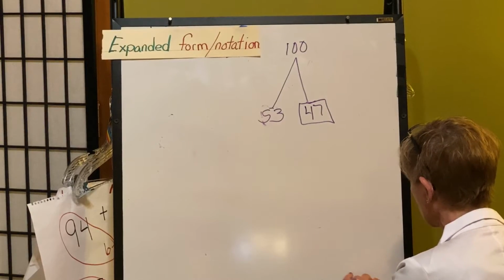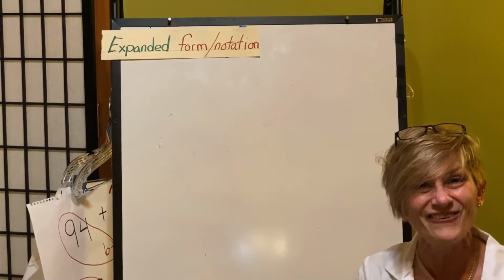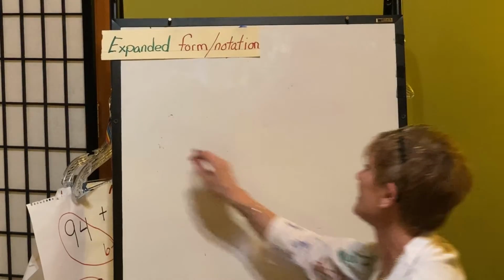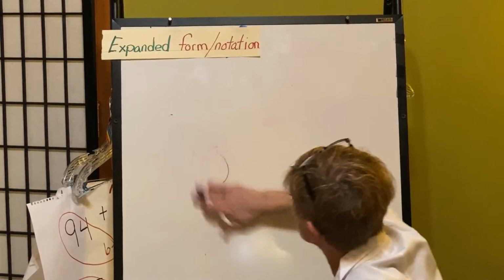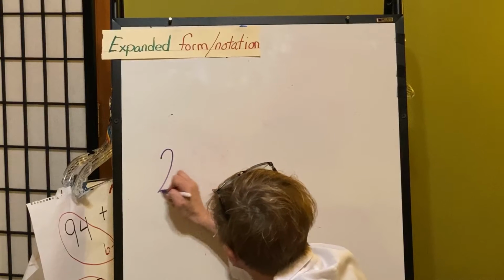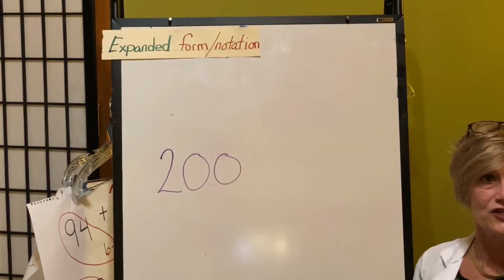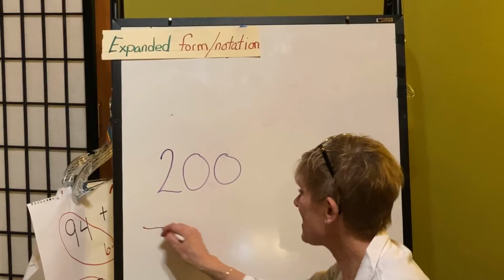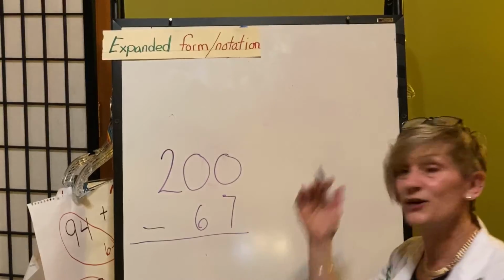I'm getting my board ready, so thanks for that patience behind me. Hi, I'm back. All right, 200. I have 200. Oh, I don't like my 2. It always looks like a Z. Let me fix it. I'll try one more time. You're going to have to accept it now, friends. 200 take away 67. Friends, here we go again.